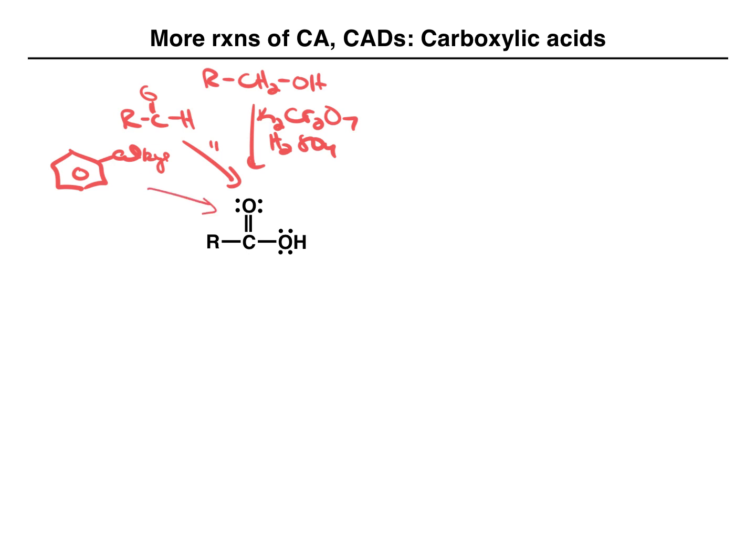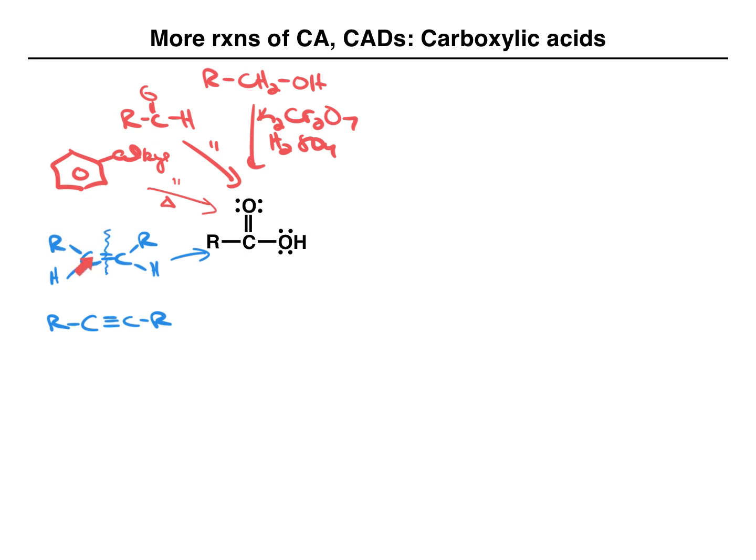And these conditions are essentially the same. We could use sodium or potassium dichromate. These are a little bit more forcing, so we often have to heat it up. And an alternative would be to use potassium permanganate. Carboxylic acids can also be prepared by oxidative cleavage of alkenes or alkynes. For an alkene, we would treat this with potassium permanganate, and that would lead to cleavage here.